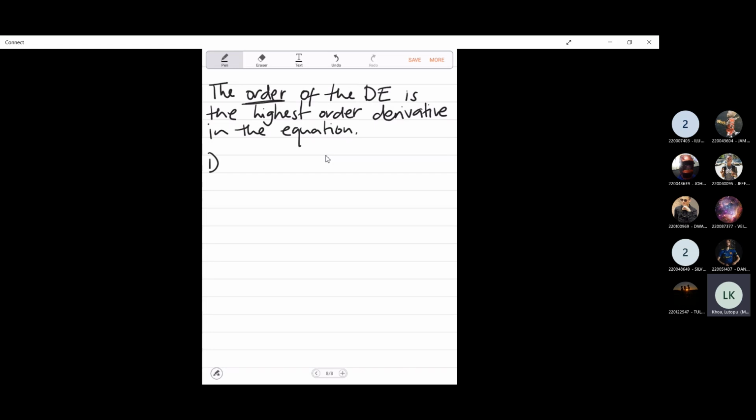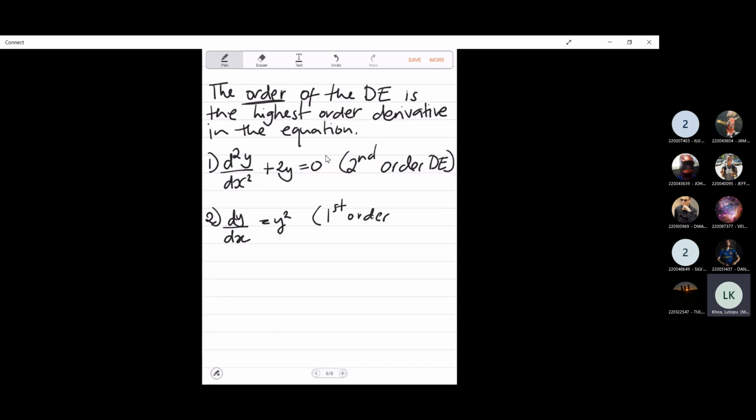Let's look at some more examples. d²y/dx² plus 2y is equal to 0. This is a second order differential equation. We have dy/dx is equal to y squared. This is a first order differential equation. Again, what we're looking for is the order of the derivative, not the order of y. Second order because this is differentiated twice. First order because this is only differentiated once.